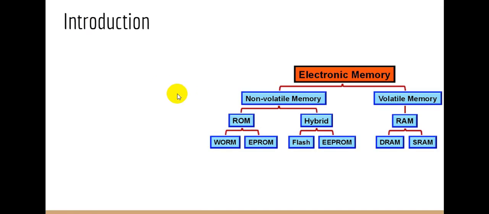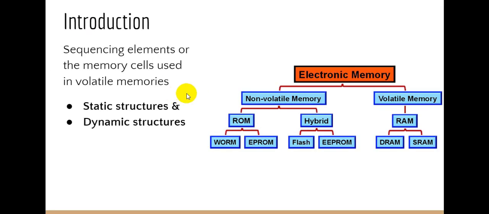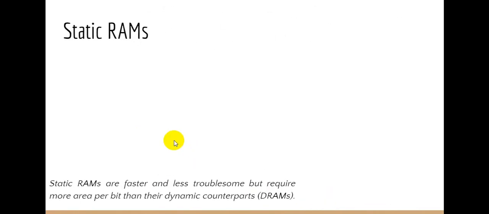Here comes the static RAM and dynamic RAM. What are those actually? In the volatile memory, or the main memory RAM, there are lots of memory cells, and those memory cells can be a static structure or a dynamic structure. Static RAMs are faster and less troublesome, but they require more area than their dynamic counterparts. So why? Let's dive into it.